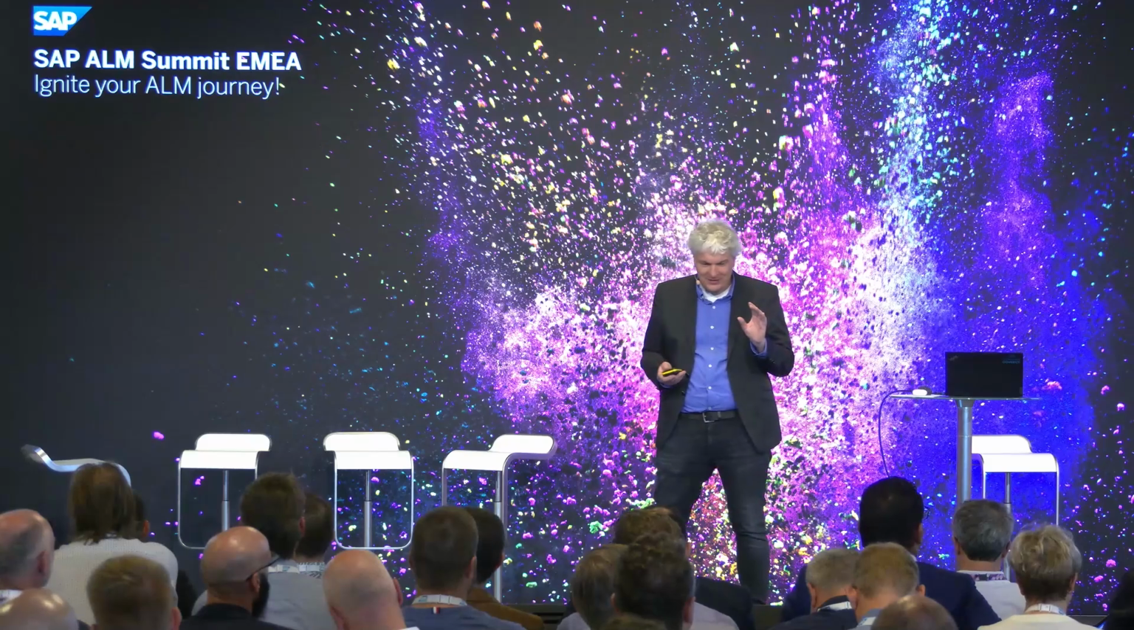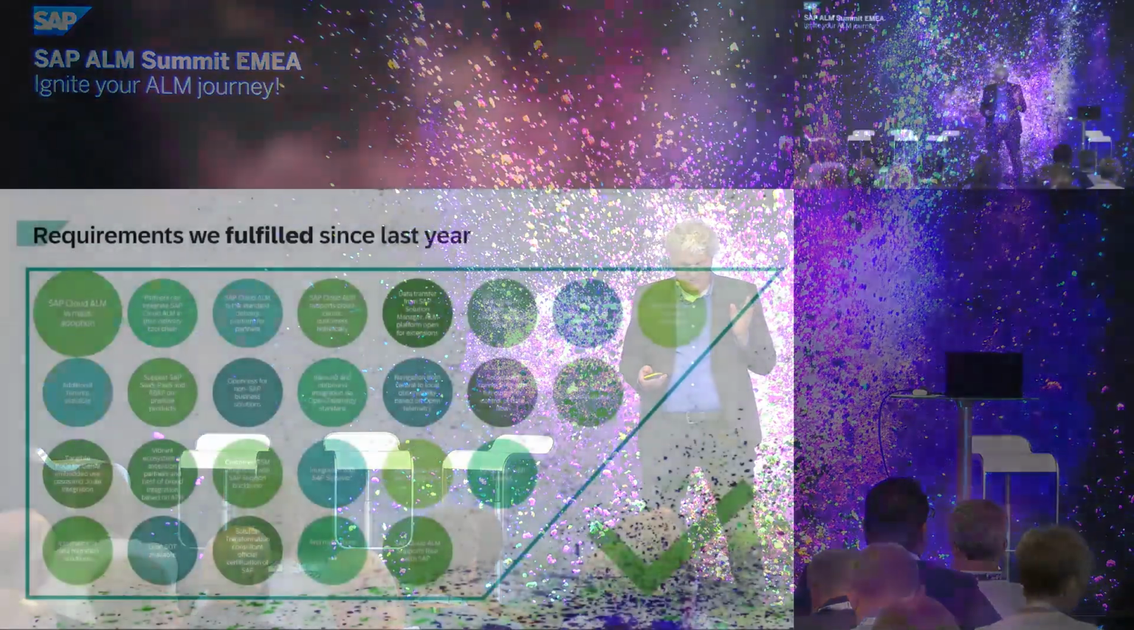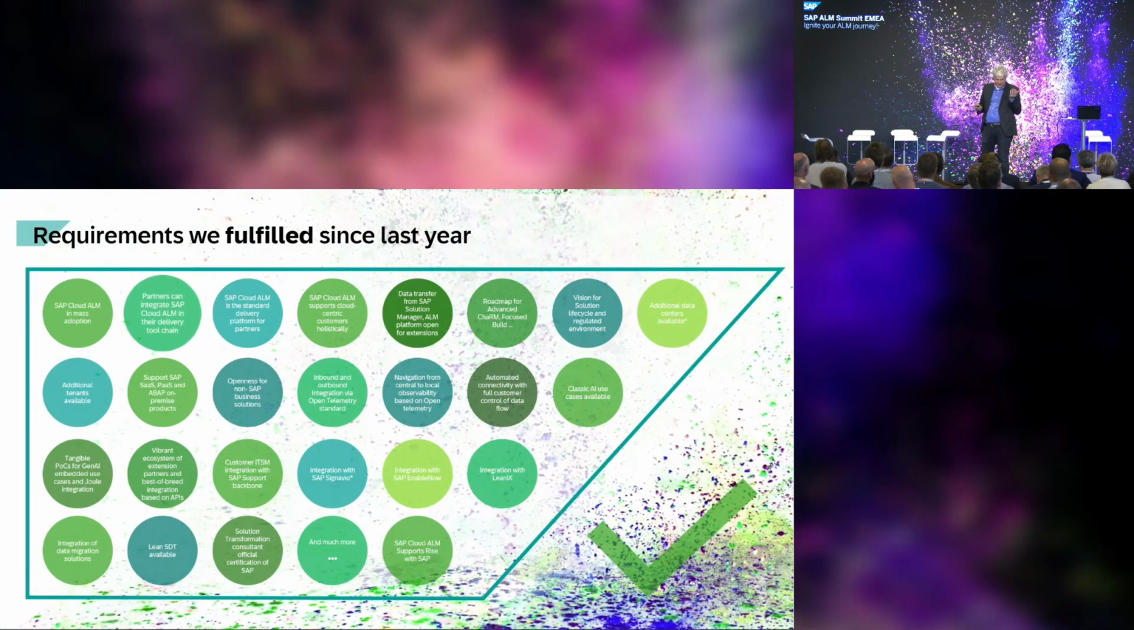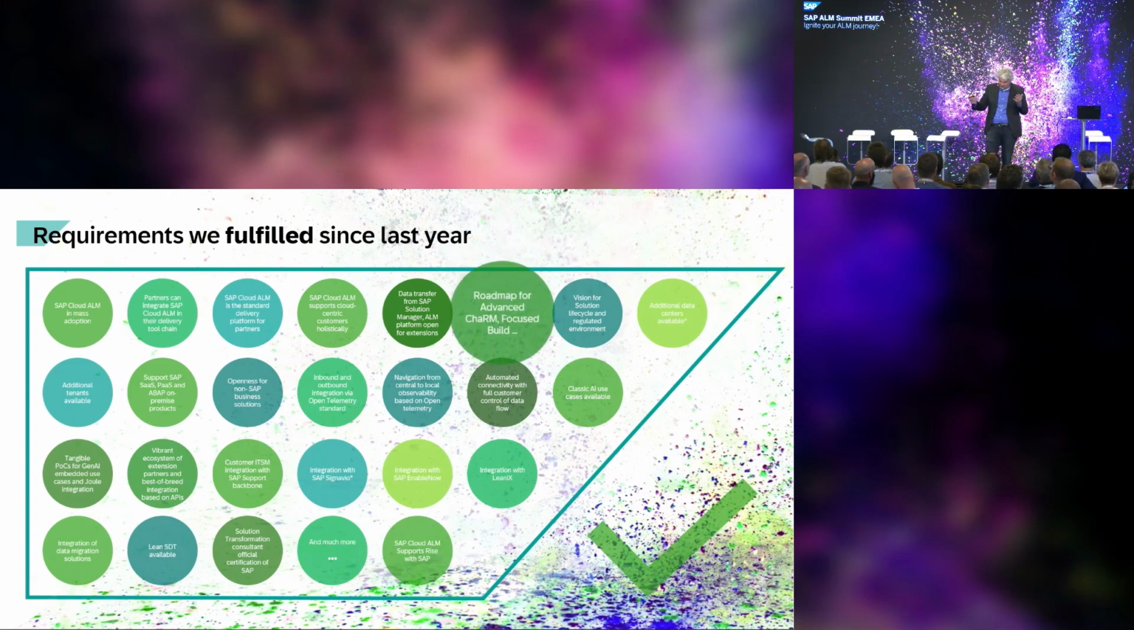So the promises actually were many. Cloud ALM is in mass adoption. We have partners integrating into the delivery tool chain. We have a standard delivery platform for partners. We have cloud-centric customers that we support. Landscape transfer, roadmap for advanced ChaRM and focused build, a vision for the solution lifecycle, regulated environments is now available.